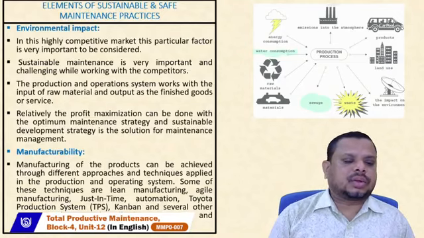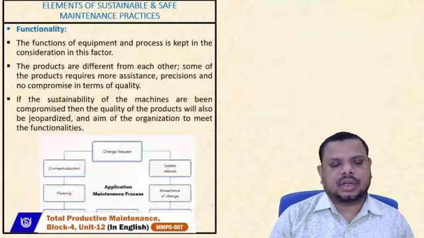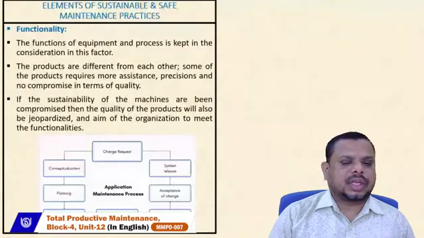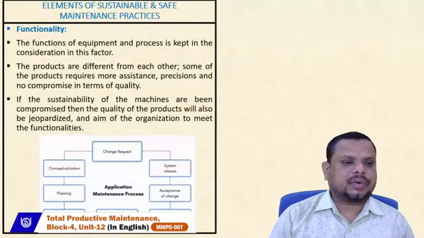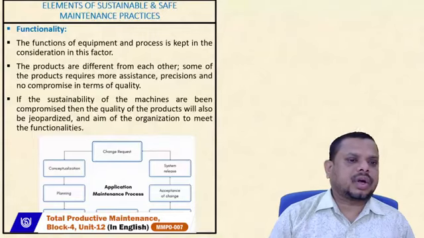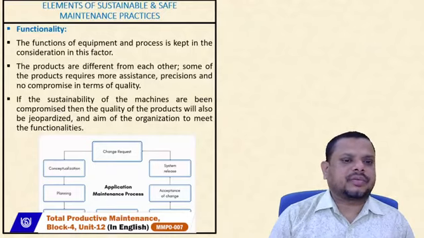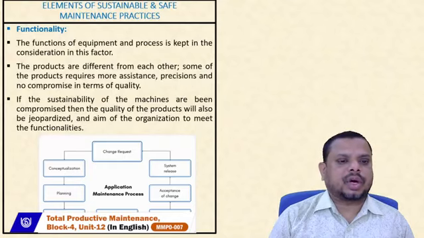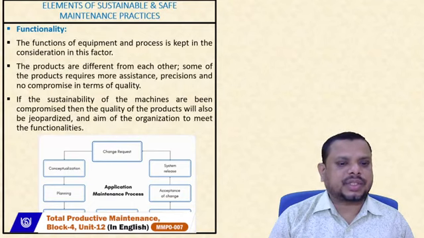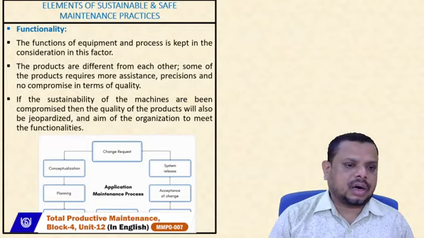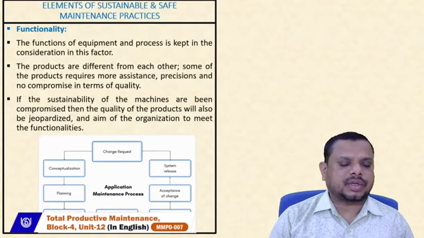So, moving to the next one. The last element of sustainable and safe management practice is known as functionalities. Under functionality, the first point is that the function of equipment and the process is kept under consideration. The second point is that products are different from each other. Some products require more assistance, precision, and no compromise in terms of quality. And the last point: if the sustainability of machines is compromised, then the quality of the product will be jeopardized, and so will the aim of the organization to meet the functionalities.